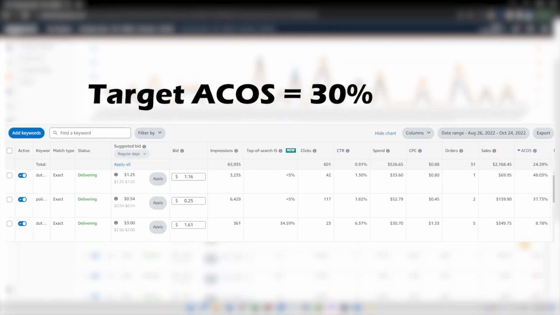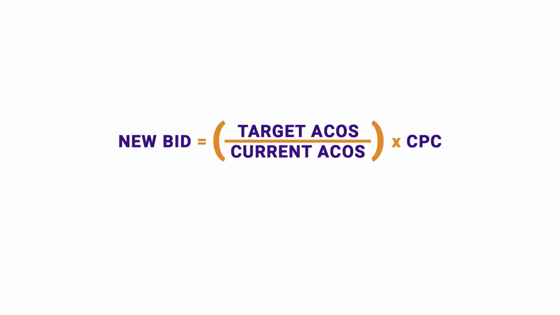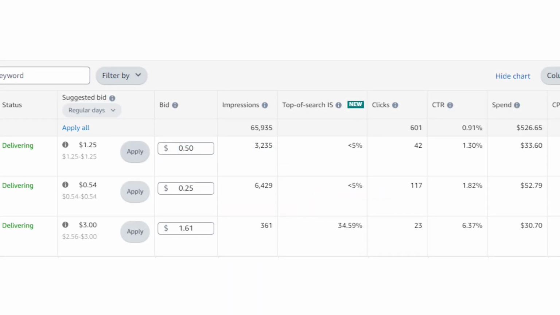In this case, I have a target ACOS of 30%, and the keyword has an ACOS of 48.03%, so above my target ACOS. My average cost per click is 80 cents, and I'm going to plug these numbers into my formula. So target ACOS divided by current ACOS, so 30 divided by 48.03, and then that answer is multiplied by my average cost per click, which is 80 cents. So that means 0.62 multiplied by 0.8, giving me 0.5 or 50 cents. So I'm going to adjust my bid from its current amount, which is $1.16, to this new amount, which is 50 cents. And that is it.